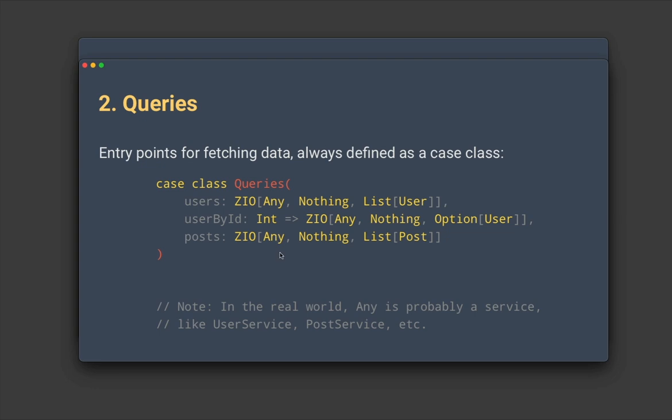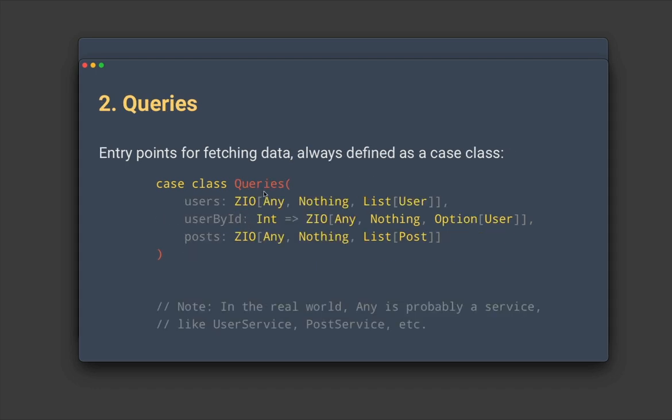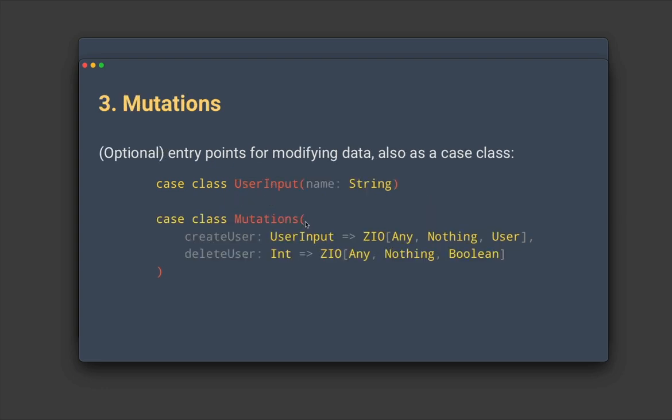So these were queries. On the next slide, you can also have mutations. Here I define a case class called user input, and it has this parameter named name, which is a string type. On the previous slide, we had queries, which is getting information from the server. And these are mutations. The first mutation I'm going to allow is to create a user. So given a user input, I will transform that into a ZIO value, and again, you'll have the success case of a user right here.